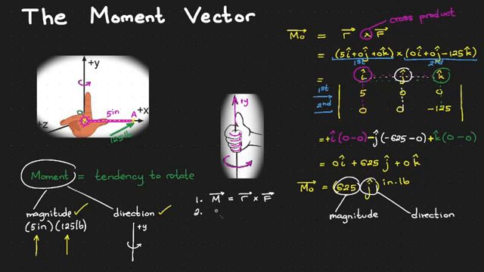Number 2, the R vector needs to always go from the point you're taking moment to any point on the line of action of the force. The 125-pound force has this line of action. Therefore, in essence, the R vector could go from this point to this point, or to this point, or to this point, or in fact any point along the line of action of the force.